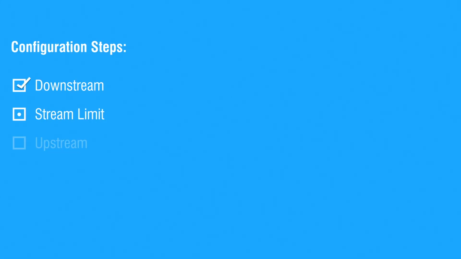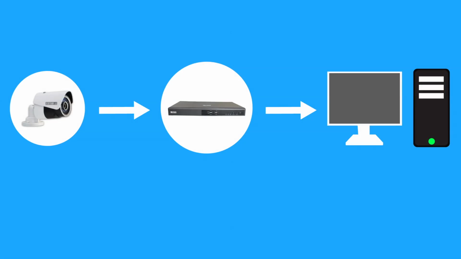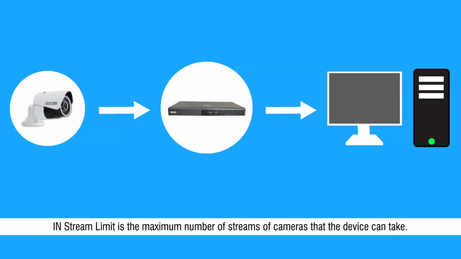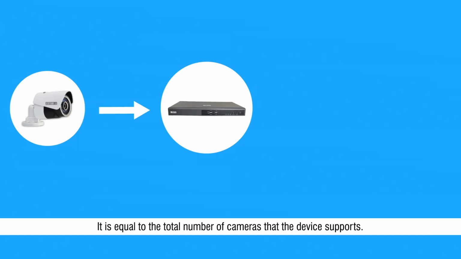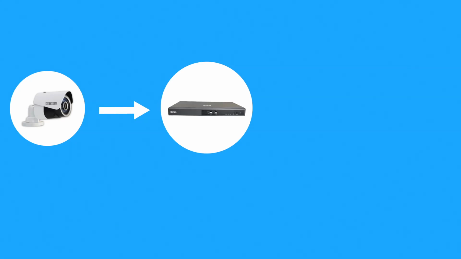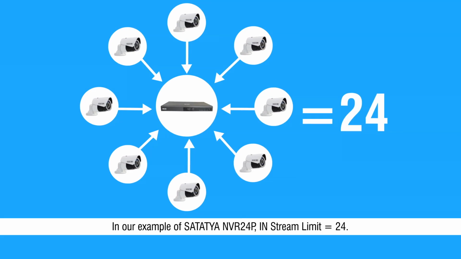Let us understand about stream limit. Stream limit is the limit of SATATYA device to take in or give out the stream of cameras. In-stream limit is the maximum number of streams of cameras that the device can take. It is equal to the total number of cameras that the device supports. In our example of SATATYA NVR24P, in-stream limit is 24.